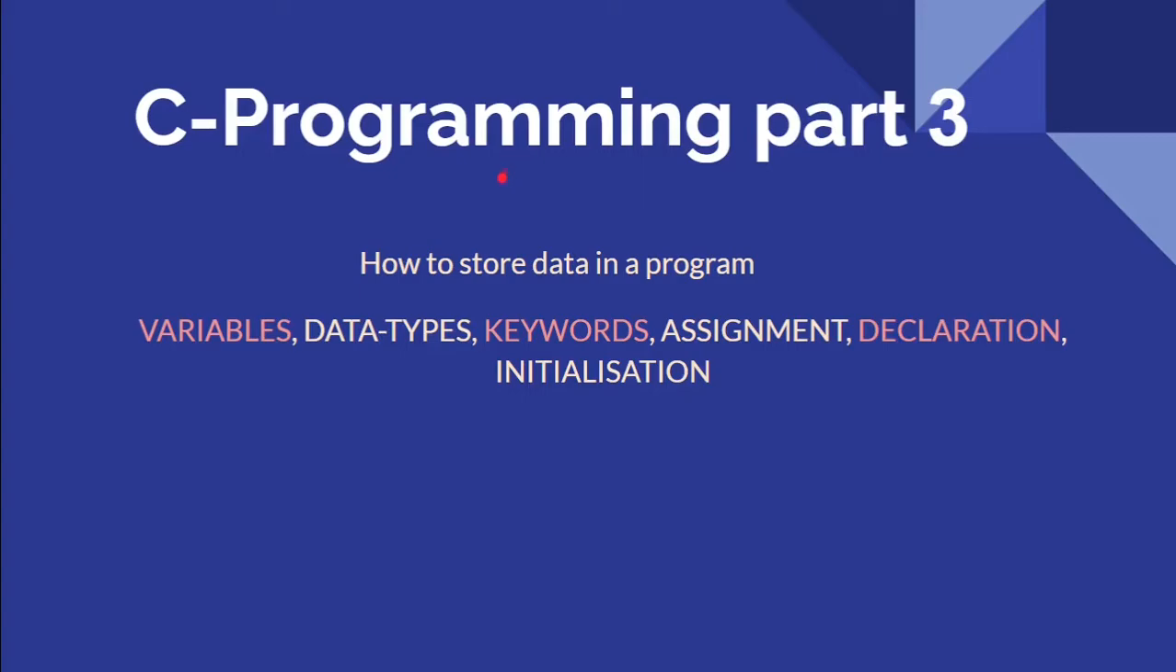In this part of the video, I'm going to tell you how to store data in a program, and more specifically in a C program. You're going to learn about terms like variables, data types, keywords, assignment, declaration, and initialization. You might be thinking I'm trying to put a lot of stuff inside the same video, but this is not the case actually. See, all these different terms are more or less related to the same concept of storing data in a program.